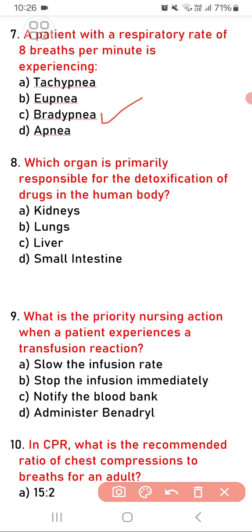Which organ is primarily responsible for the detoxification of drugs in the human body? Liver. What is the priority nursing action when a patient experiences a transfusion reaction? Stop the infusion immediately.